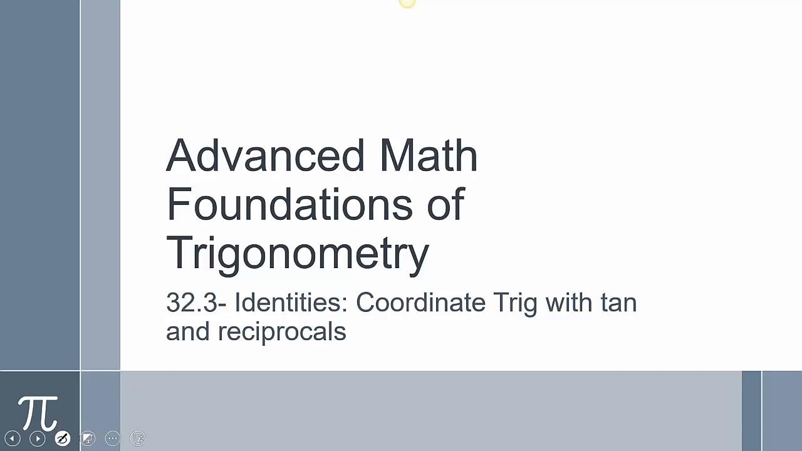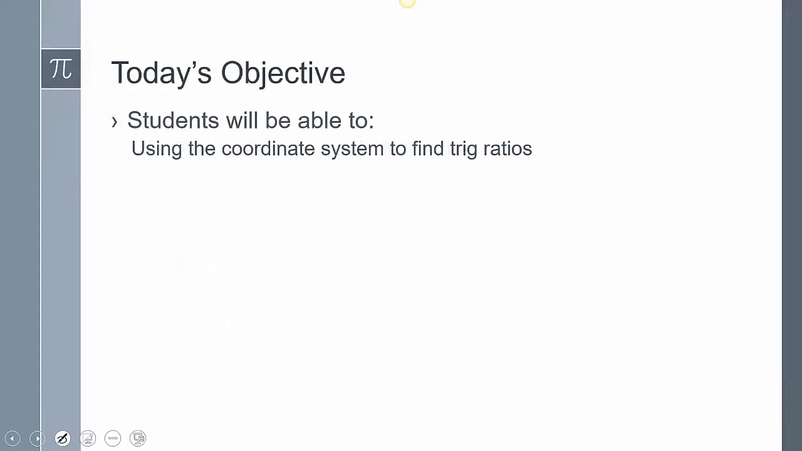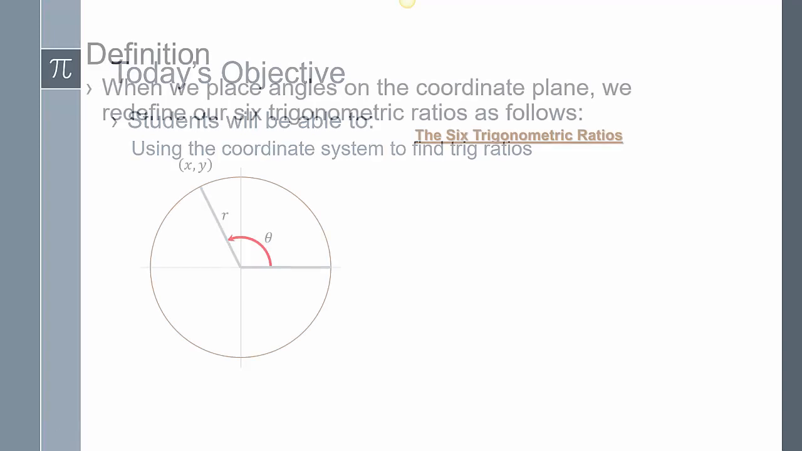Today's going to be 32-3. We're going to take a look at coordinate trigonometry with a tangent and the reciprocal functions. So using the coordinate system, we're going to find those trig ratios.